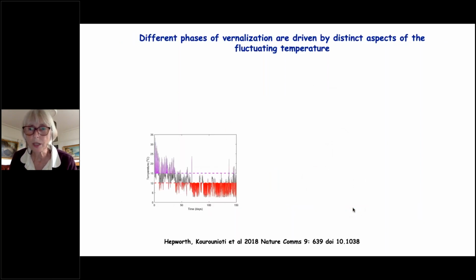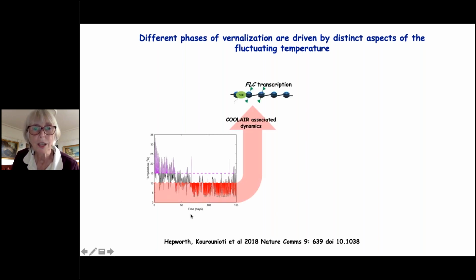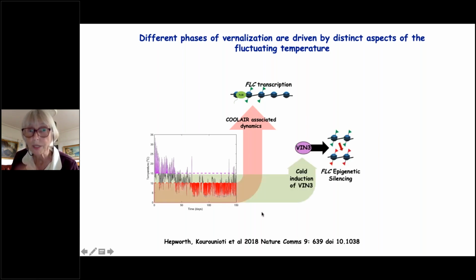So the picture that then emerged was that the plants were perceiving different aspects of the temperature, and it was the fluctuations that they were monitoring. The low fluctuations somehow involved the COOLAIR dynamics affecting FLC transcription. So to shut off FLC, you needed the low temperature. For VIN3 expression, for this epigenetic silencing, for these modifiers that affect the PRC2 nucleation, you needed temperatures below 15 over long periods of time. But any temperatures above 15 suppressed VIN3, in fact turned over all the VIN3 that was accumulated.